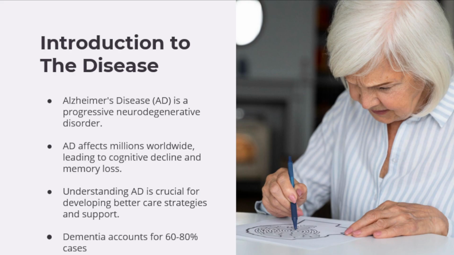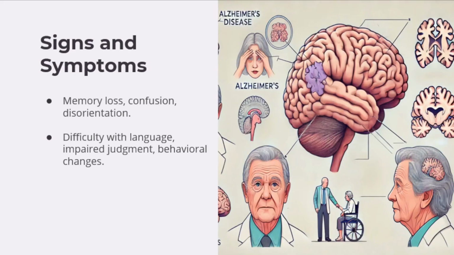Understanding this is very crucial as we can develop effective care strategies and support systems. Research in this area is also very vital as it helps us unravel the complexities of the disease, paving the way for better treatment and prevention methods. So today, the goal is to gain a deeper understanding of this condition and its far-reaching implications.